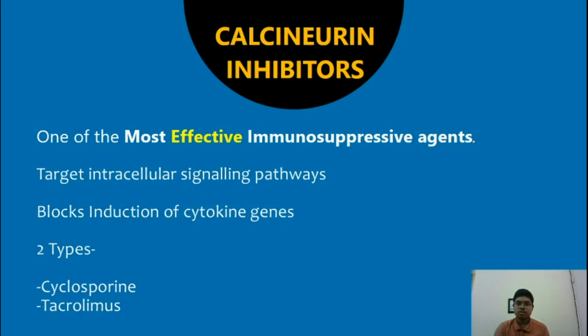Now we come to calcineurin inhibitors. These are one of the most effective immunosuppressive agents. They target intracellular pathways and they block induction of cytokine genes. These are of two types, cyclosporine and tacrolimus, which we will discuss in the upcoming sections.